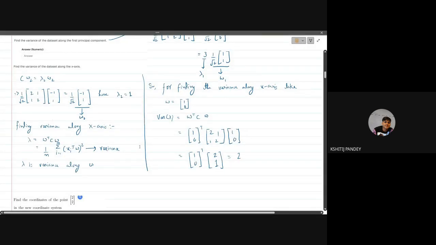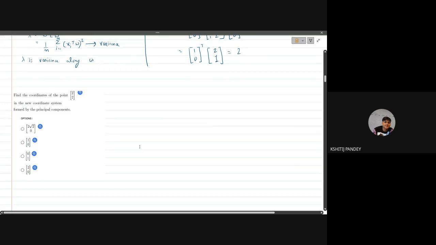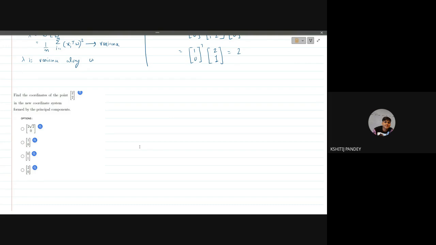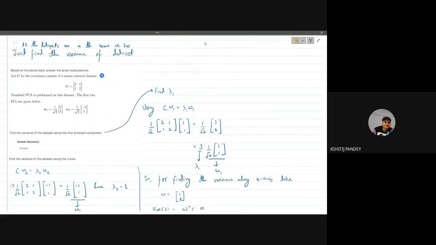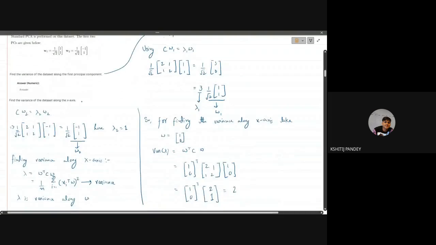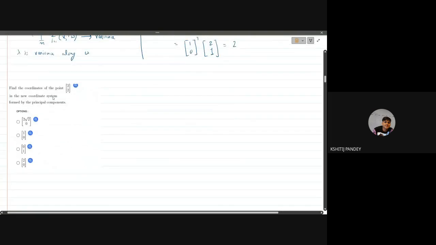So let's continue our discussion. This is the next question you have. In this question, we have to find the coordinates of the point 2, 2 in the new coordinate system formed by principal components. So if we move to the coordinate system of W1, W2, what is the new coordinate representing this point right here? Any idea how to approach this question? Okay, I have a slide for this. Let me show you guys.